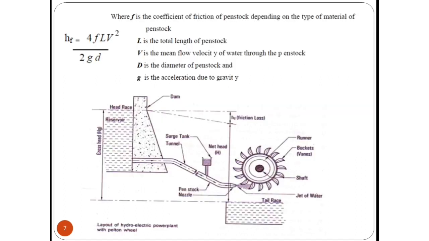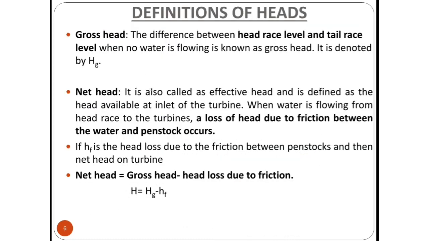If I go through the figure, you can see this is the head race and this is the tail race. The difference between the head race and the tail race, this height, is called the gross head, denoted by Hg. The next head is the net head. It is also called the effective head, and it is defined as the head available at the inlet of the turbine when water is flowing from the head race to the turbine.